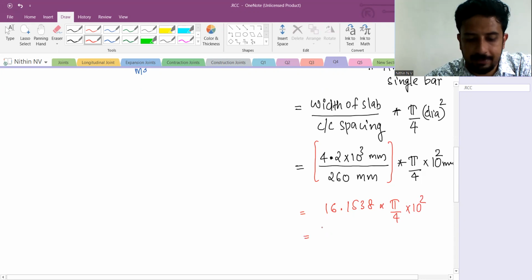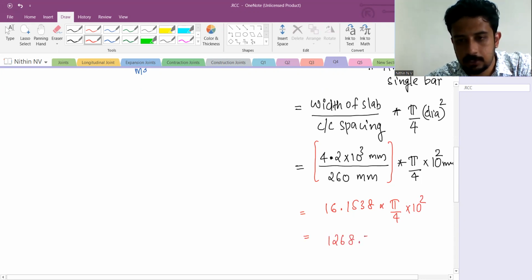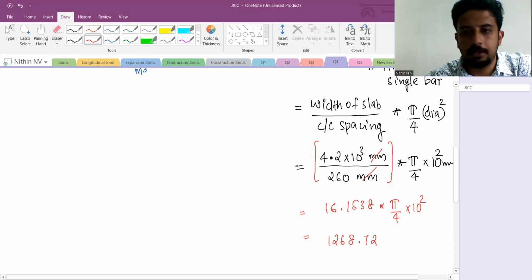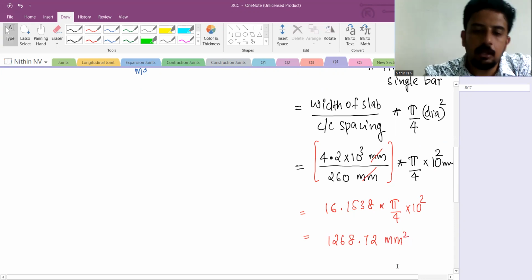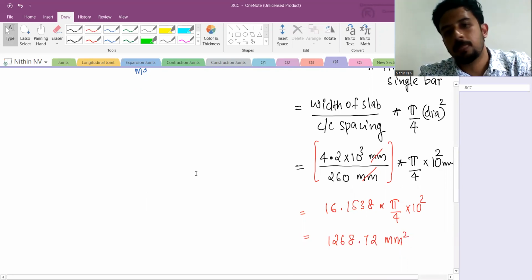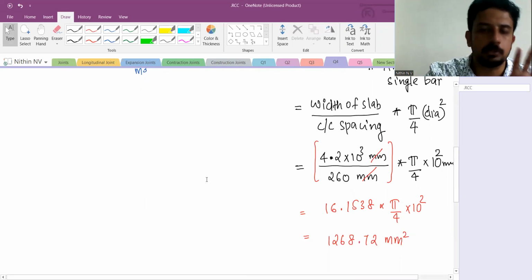So once you are calculating it separately, you are going to get 1268.72. In which unit will it be? This and this will get canceled. Now diameter square: diameter 10 is in millimeter, so this is going to be mm square. That's it. So the area we have calculated is 1268.72. I hope now you understood how to calculate AST. So we have understood that with the help of a question.